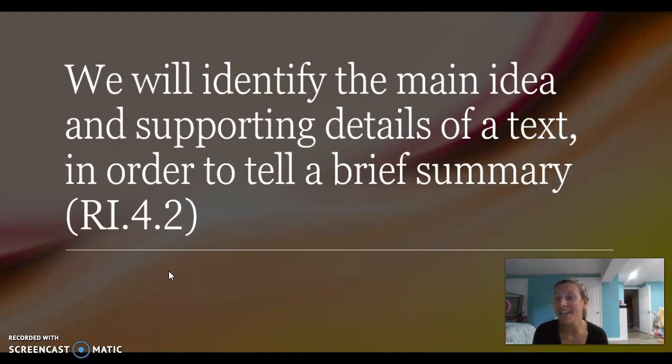Hi readers, or should I say nonfiction readers. Today we're going to be reading expository or nonfiction texts. And it's really important that when we're reading expository texts that we're able to stop and pause and identify the main idea and the supporting details of small sections of text as we're reading.